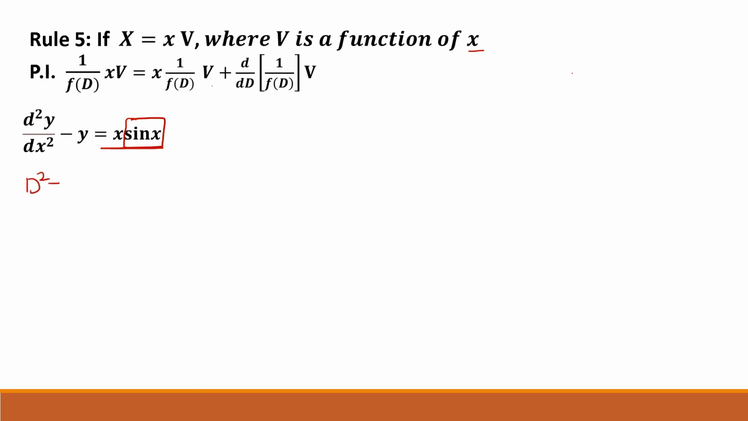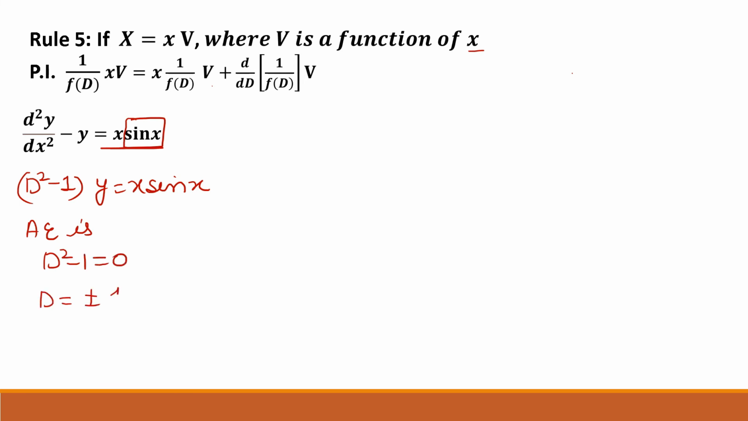So (D square minus 1) y equals x sin x is our symbolic form. Now the auxiliary equation will be D square minus 1 equal to 0. From here we'll get roots as plus minus 1. So what will be the complementary solution? Complementary solution is c1 e power minus x, because these are real and distinct roots, plus c2 e power x. So this is our complementary solution.